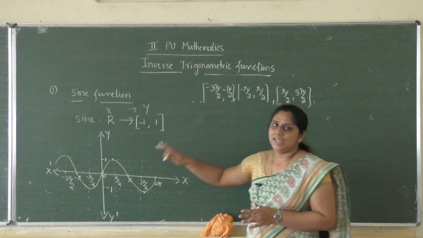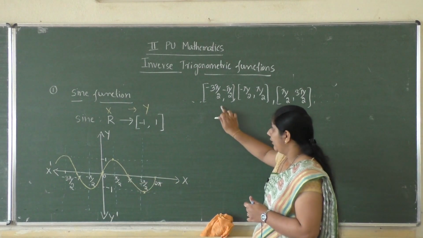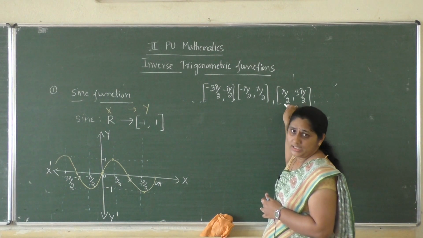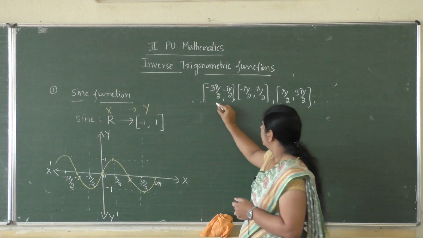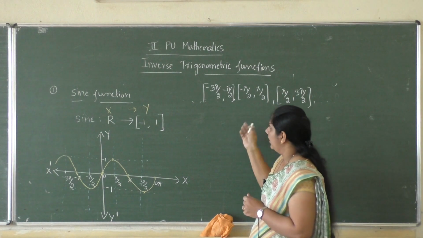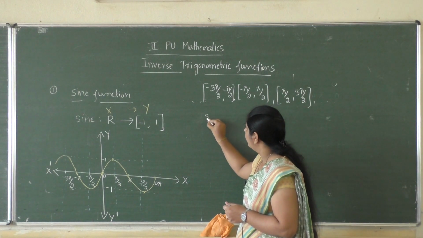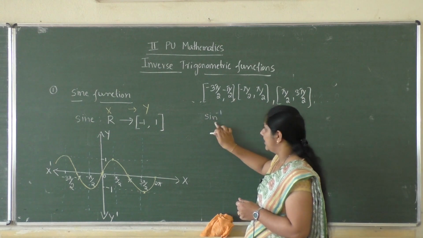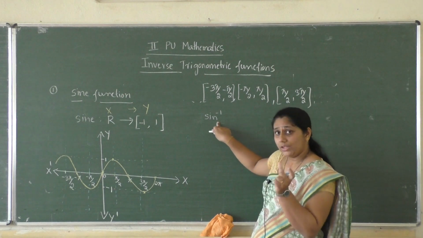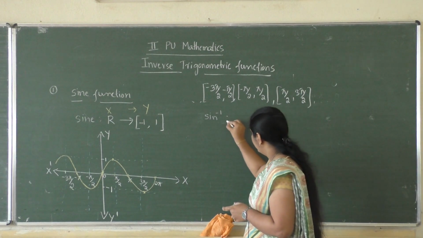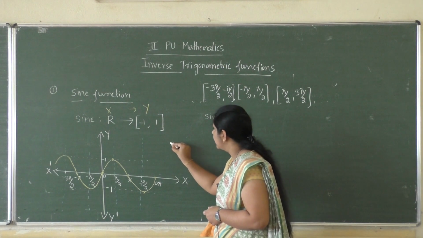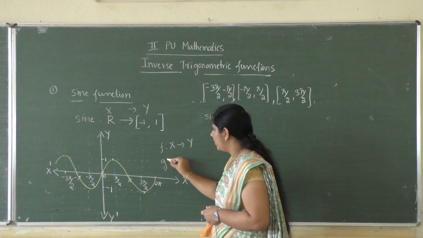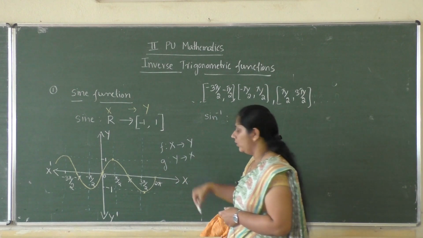So the inverse of the sine function exists if we divide the whole domain of sine function into such intervals. These could be any range. Then the inverse of sine function exists, that is sine inverse. So this is the notation for inverse of sine function. If f is a function from x to y, then the inverse of f is a function from y to x, right?